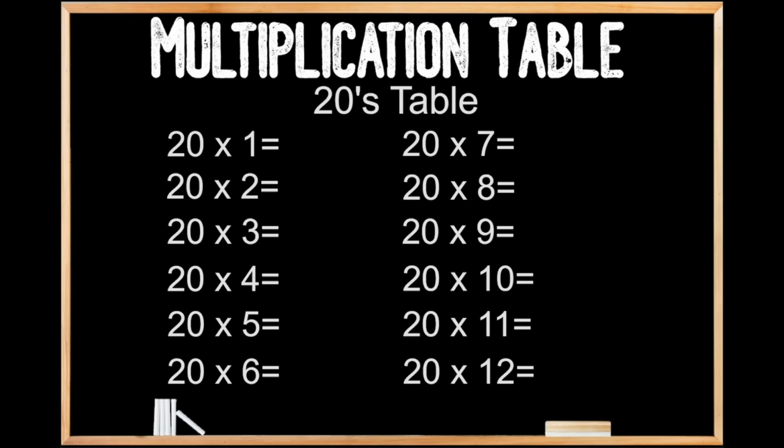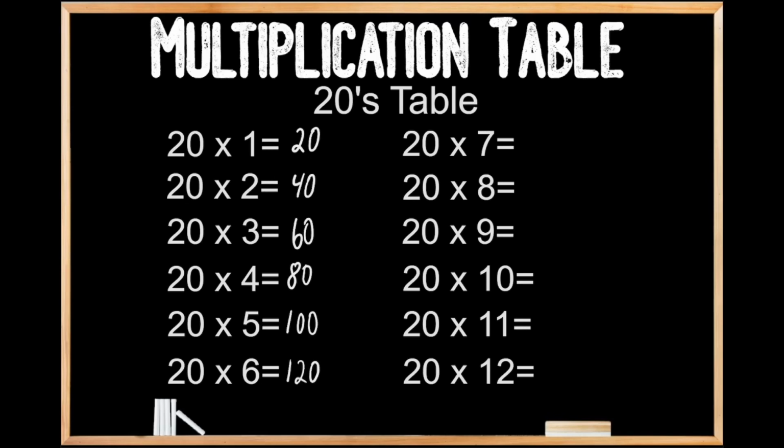20's table. 20 times 1 is 20. 20 times 2 is 40. 20 times 3 is 60. 20 times 4 is 80. 20 times 5 is 100. 20 times 6 is 120.